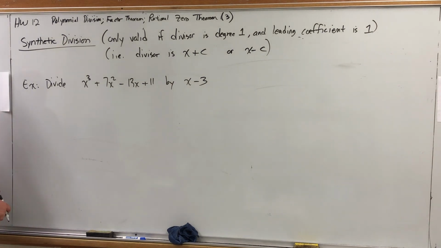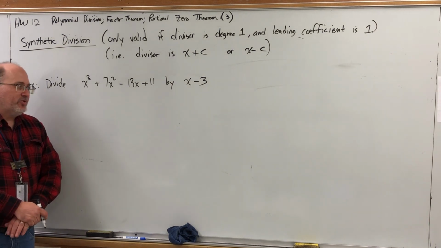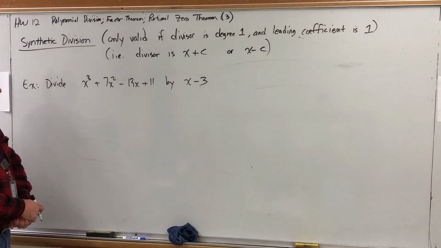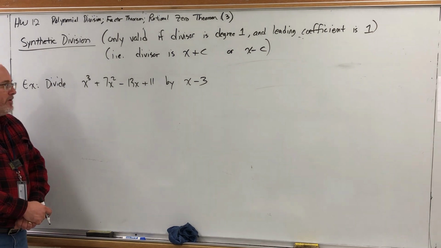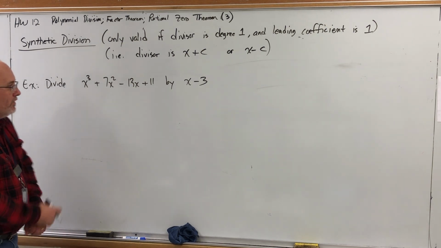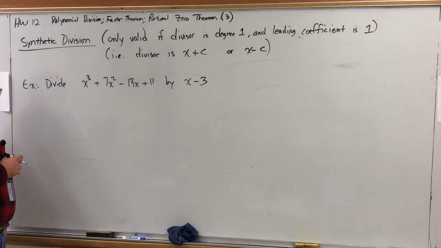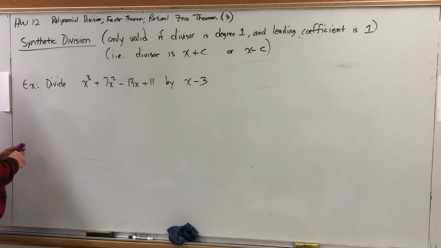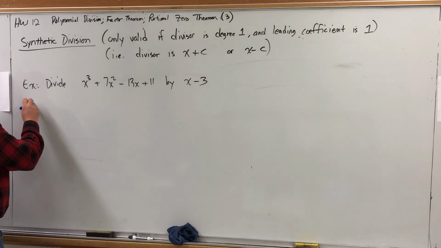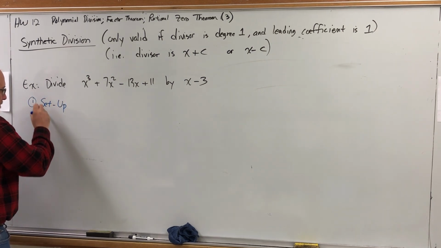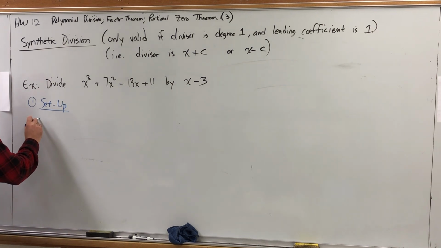So let's take a look at this example, and I'll use it as a means for describing how to perform synthetic division. We're going to divide x to the third power plus 7x squared minus 13x plus 11 by x minus 3. Now, how do you do synthetic division? Synthetic division is made up of three parts, if you will. Part number 1 in synthetic division is the setup. The setup has 2 parts to it.